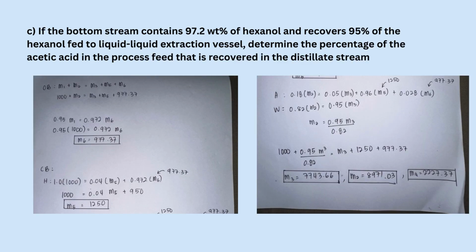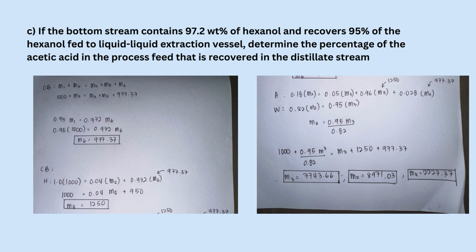First, we need to calculate the overall balance. Overall balance: M1 plus M2 equal to M3 plus M5 plus M6. M1 equal to 1000, so 1000 plus M2 equal to M3 plus M5 plus 977.37.